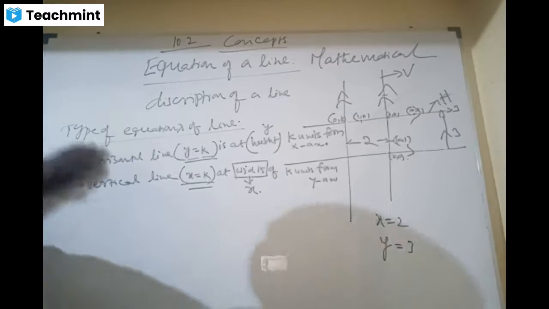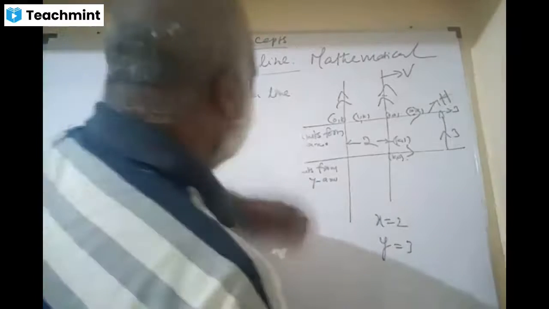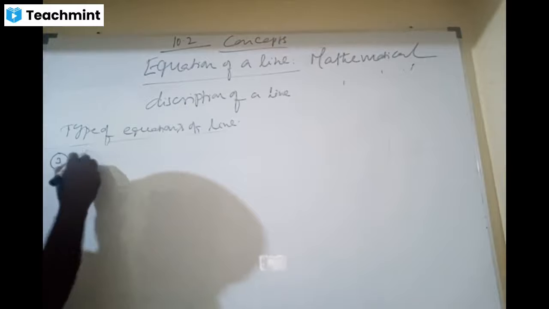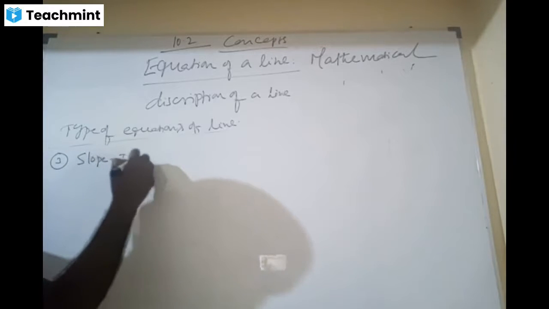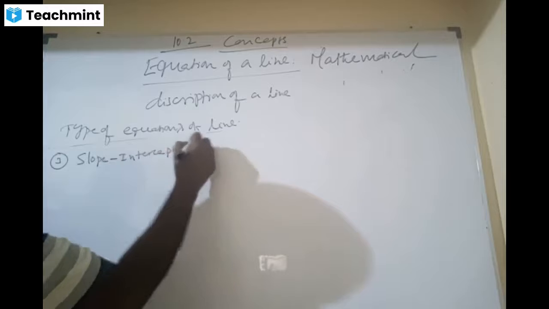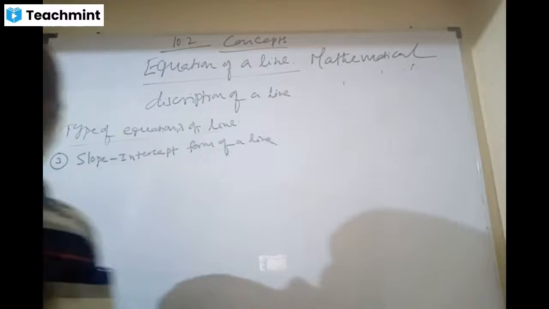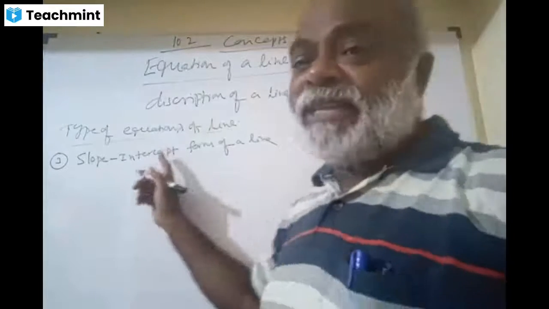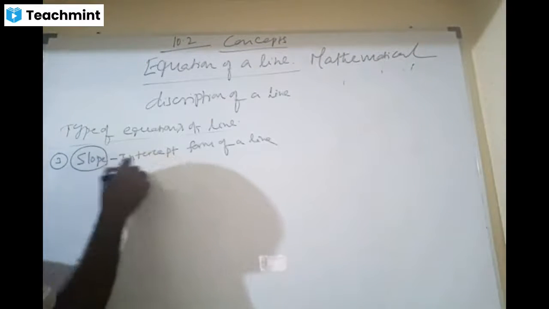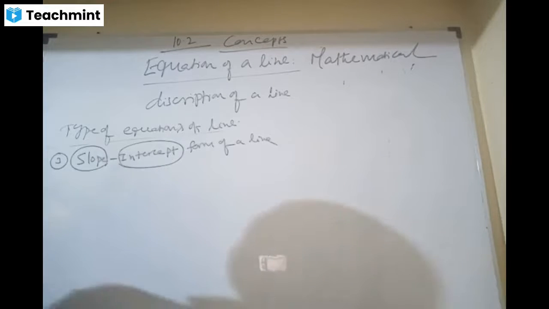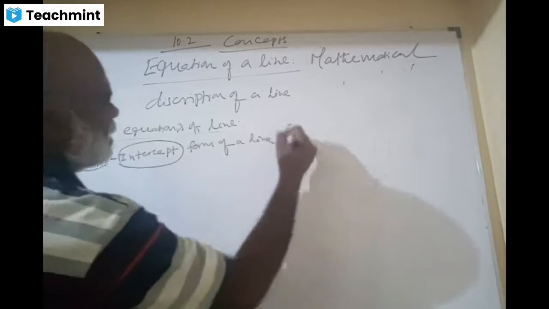Next one, the third one, take it down. The third one is called the slope and intercept form of a line. Let me first write all the forms. When a slope is given to you and an intercept is given to you, two things must be given. In the slope intercept form of a line, two parameters must be given.